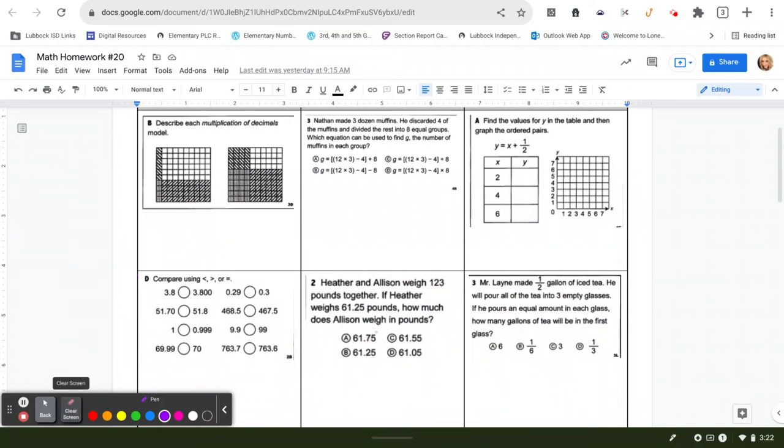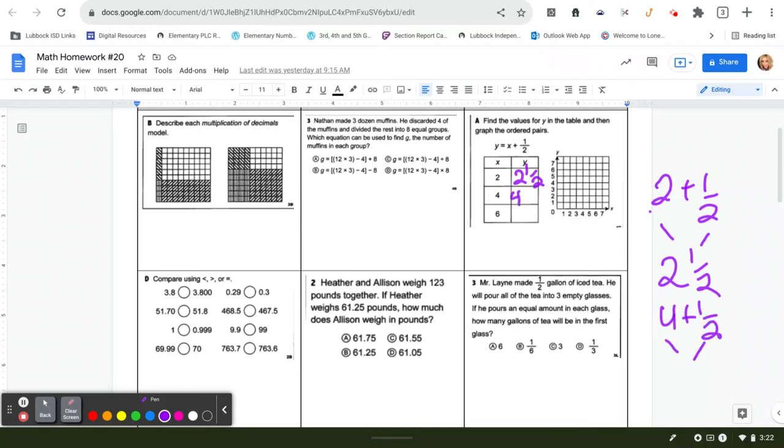Next, find the values for y in the table, then graph the ordered pairs. All you're doing here is applying the rule. Okay, the rule is x plus half. So look what it has, 2 plus 1/2. What did we say if I have a lonely whole number and a lonely fraction? What do we do when we want to add them? We just squish them together. So this is going to be 2.5. What about 4 plus 1/2? Squish them together, 4.5. What about 6 plus 1/2? Squish them together.